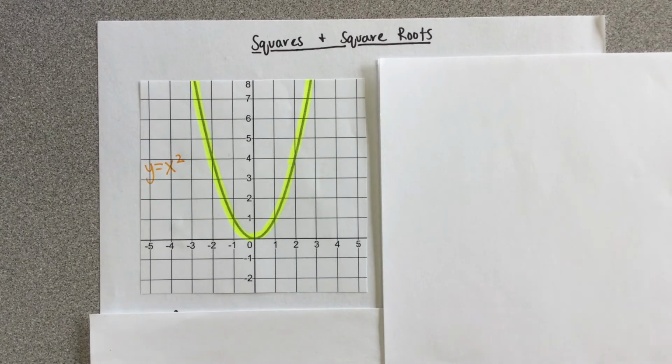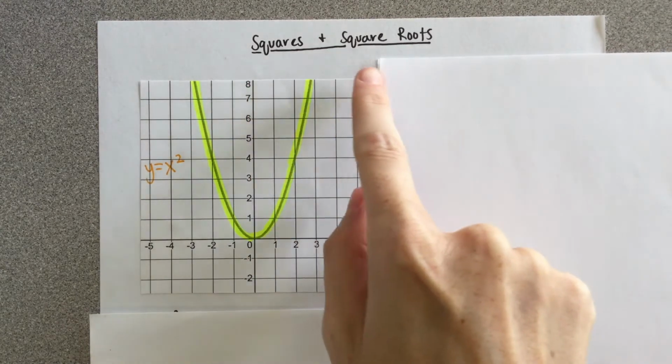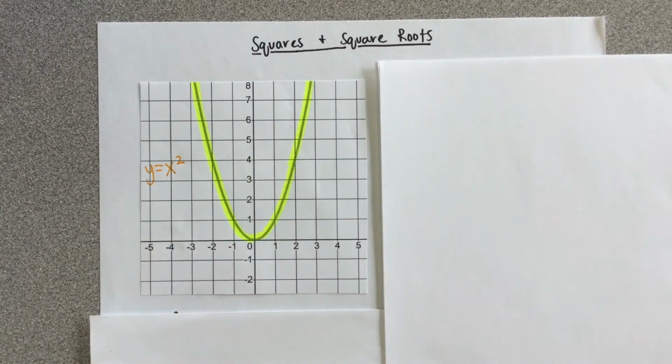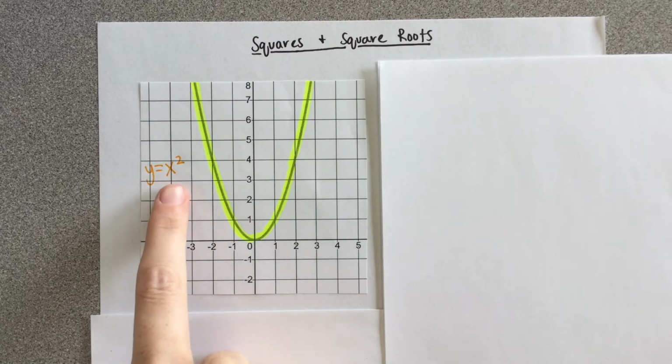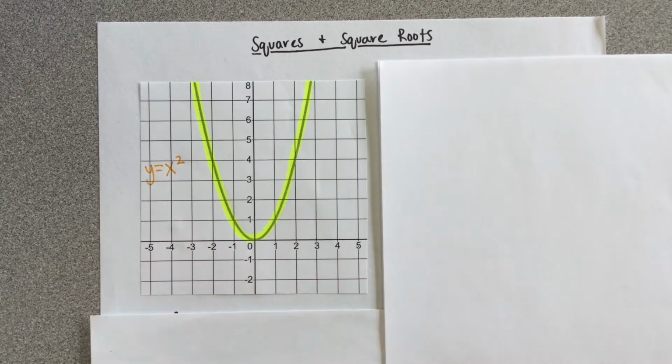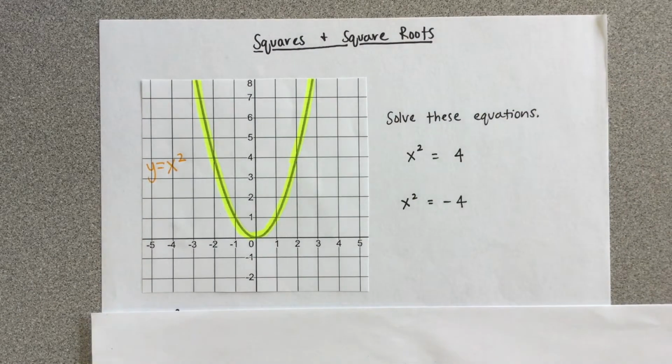In this video, we are first going to look at equations that have squares and square roots, and then after that we'll look at equations with cubes and cube roots. So to start with, this is the graph of the function y equals x squared, and we're going to use this graph to help us solve these two equations.